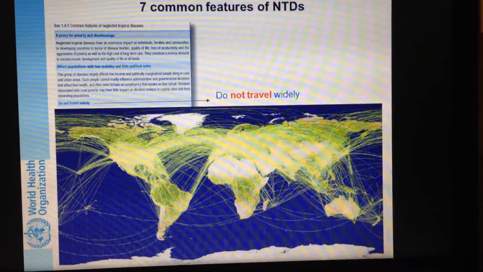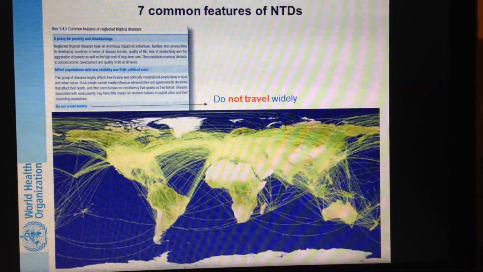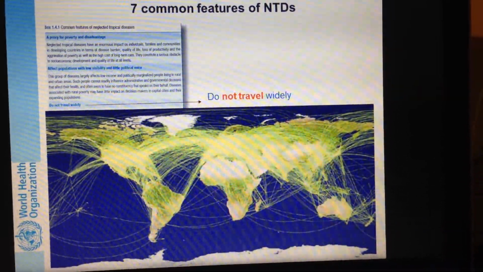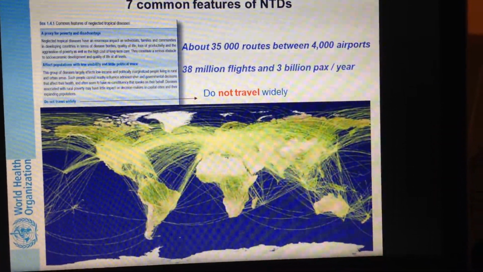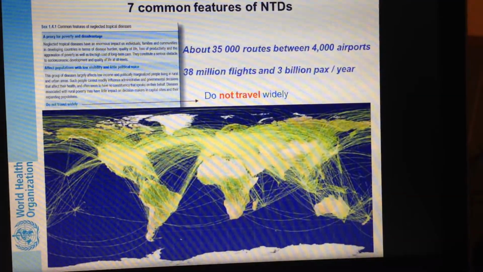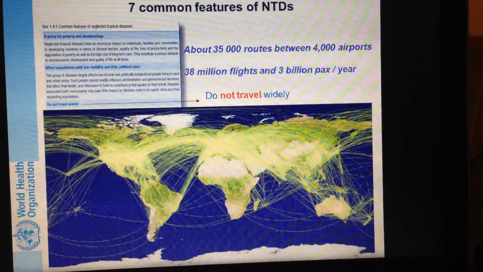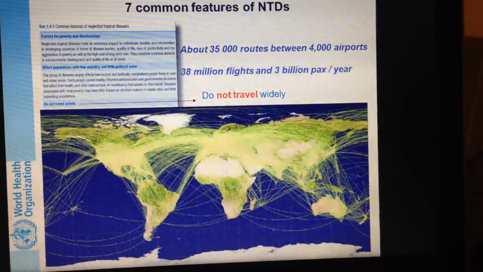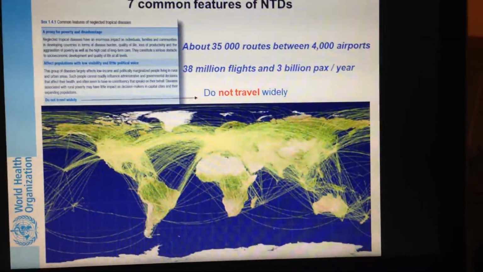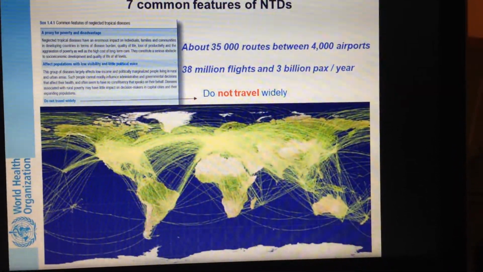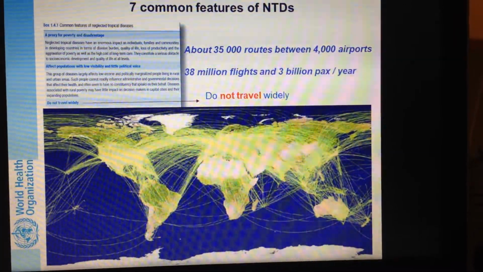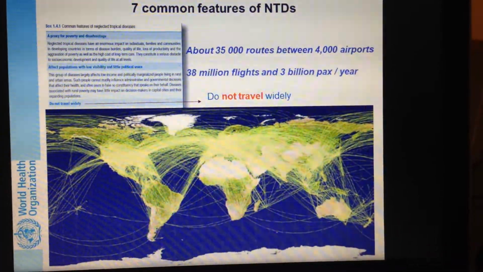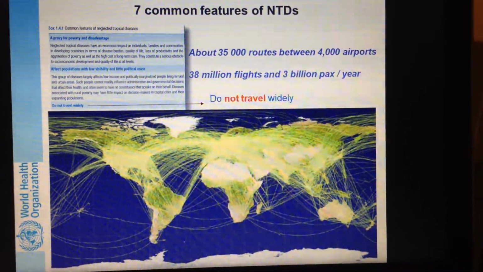Another feature of NTDs is that it's a group of diseases that, as a whole, they do not travel widely. This map shows the 35,000 routes between 4,000 airports worldwide. It's about 38 million flights and 3 billion passengers per year. So unlike flu, like H1N1, the possibility of a pandemic linked to NTDs is very low. That is why also little attention is given to them.